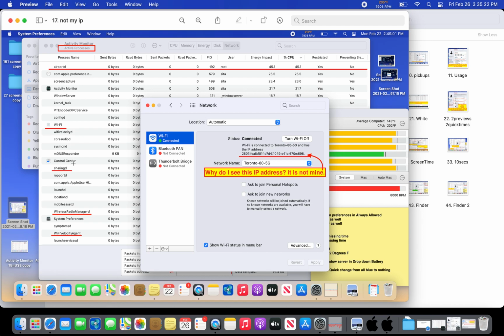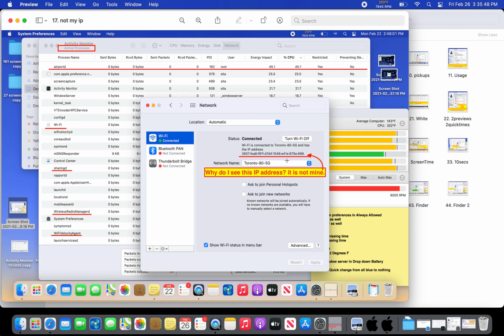Yeah. Anyways, what is sharingd? See, these are all processes. They're processes for the computer. What is sharingd? I'm not certain.